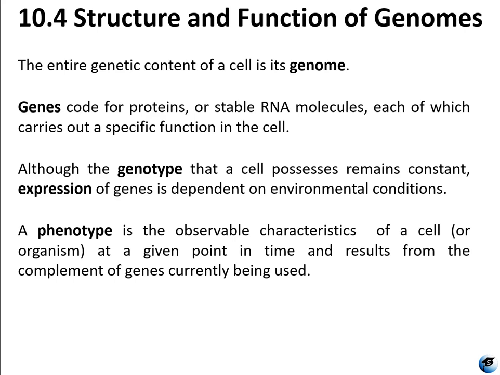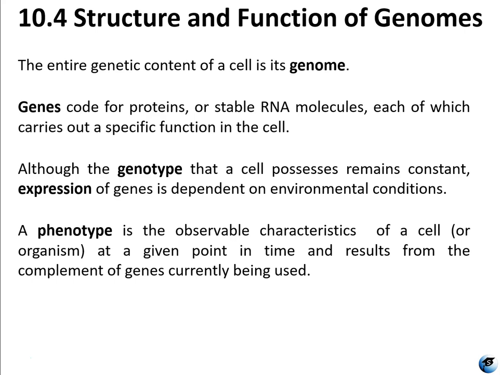A phenotype is different from a genotype because it is the observable traits that result from gene expression. So these are things that you can see. For example, my phenotype for hair color is that I have brown hair. A phenotype can be altered based on the expression of genes. For example, a young individual may have a gene associated with a certain illness that will only be expressed later in their life.